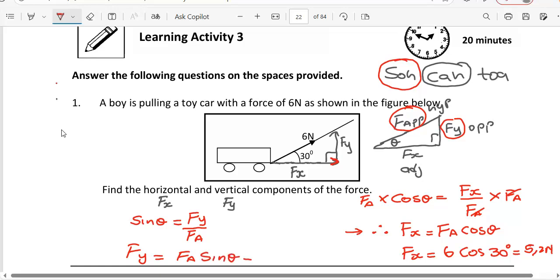You just have to substitute what you are given. The applied force was 6, the sine of 30. Put that on the calculator to find your final answer as 3 Newtons. Now, where is this force pointing? Up. So it's 3 Newtons upwards. And that's how you solve for the horizontal and the vertical components.